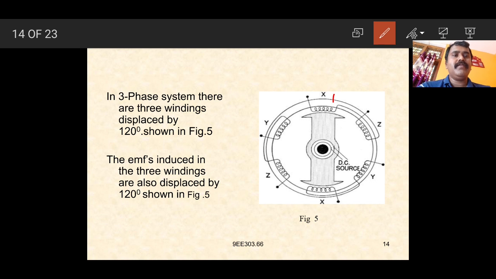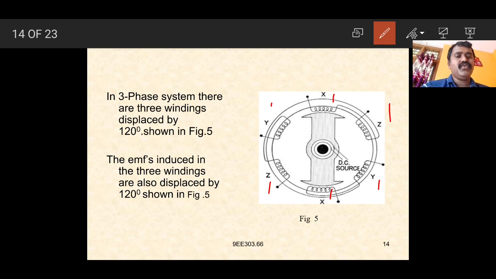So we can assume X1, Y1 and Z1 are the start terminals, and X2, Y2 and Z2, or X dash, Y dash and Z dash, are the finish terminals.